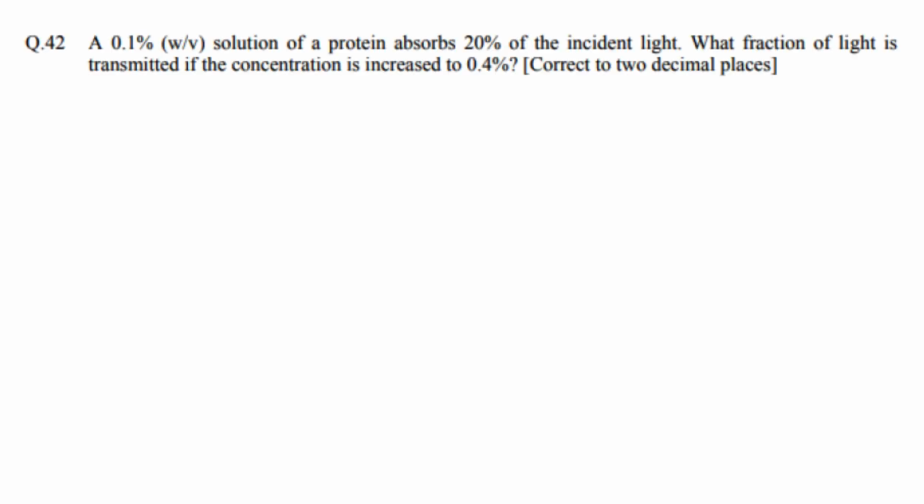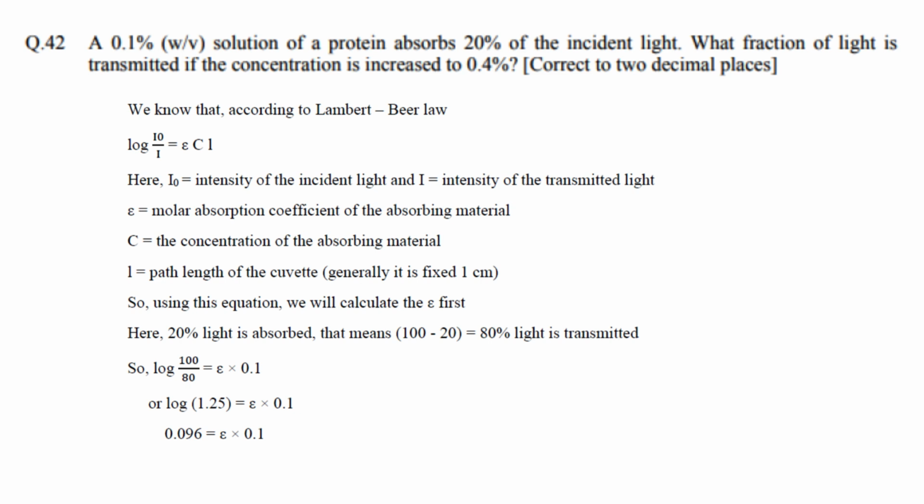Here, the concentration of the protein solution is provided and how much light it absorbs is also provided. You have to calculate, if the concentration of the protein solution is increased to 0.4%, what fraction of light it will transmit. We know that according to Lambert-Beer's law, log I0 by I is equal to epsilon C into L. Here I0 is the intensity of the incident light and I is the intensity of the transmitted light. And epsilon is the molar absorption coefficient of the absorbing material, C is the concentration of the absorbing material, and L is the path length of the cuvette. Generally, it is fixed to 1 centimeter.